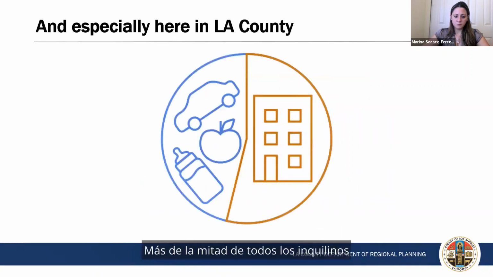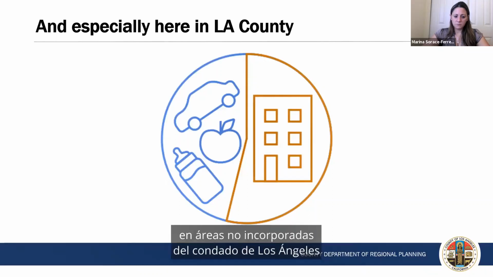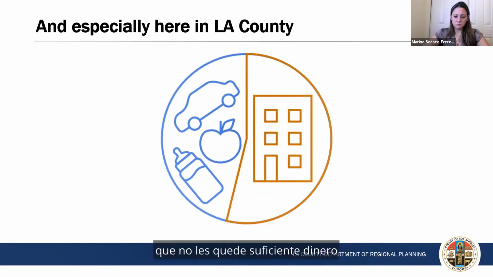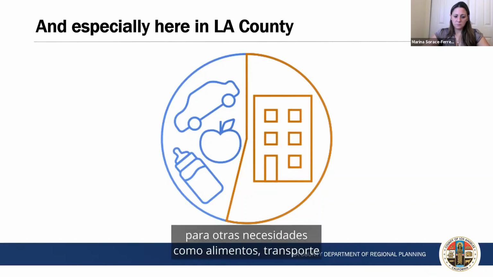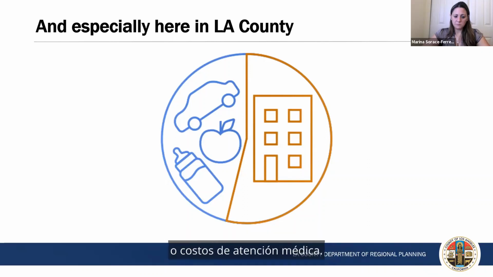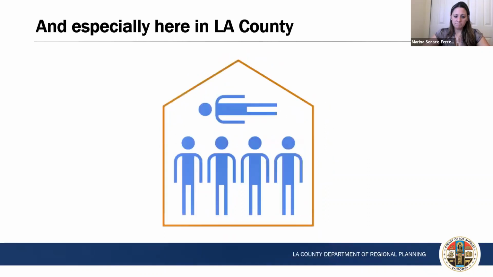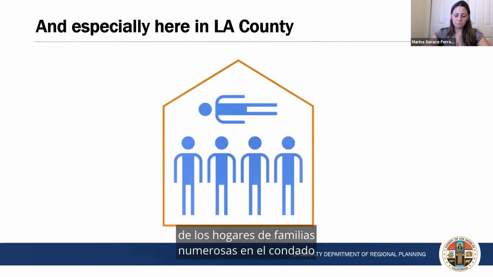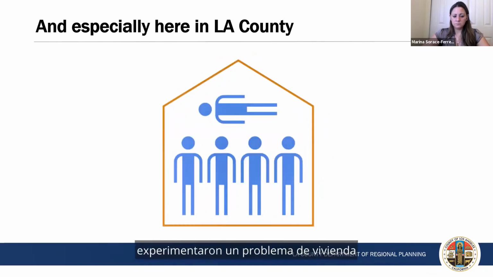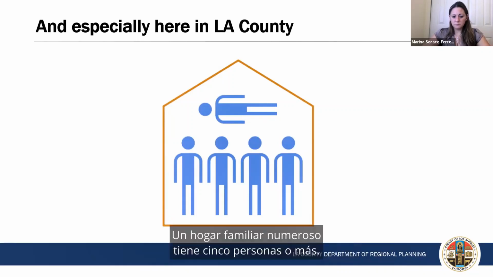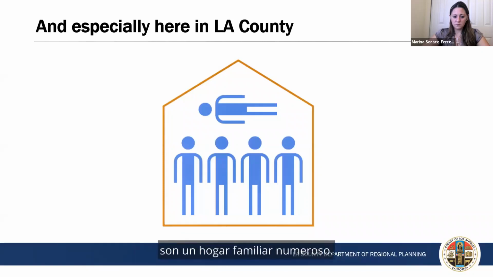More than half of all renters in unincorporated areas of Los Angeles County pay more than 30% of their income in rent. That means they may not have enough money left over for other necessities like food, transportation, or healthcare costs. Approximately 74% of large family households in the county experienced a housing problem such as cost burden or overcrowding. A large family household has 5 people or more. Over 20% of all households in Los Angeles County are a large family household.